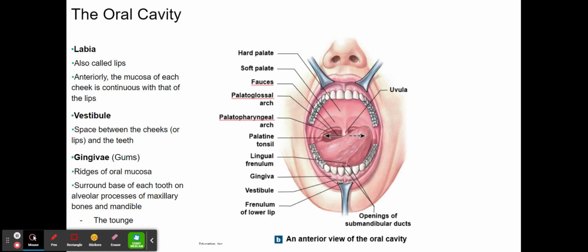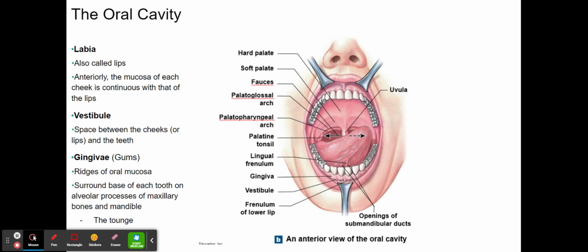The vestibule is the space between the cheeks, or lips, and the teeth. The gingivae, or gums, are ridges of oral mucosa that surround the base of each tooth on the alveolar processes of the maxillary bones and the mandible. In most regions, the gingivae are firmly bound to the periosteum, or the underlying bones. The frenulum of the lower lip is a fold of mucosa that extends from the gingiva to the lower lip, attaching the lip to the gum.